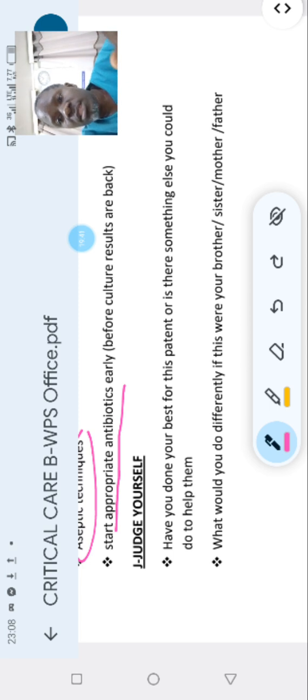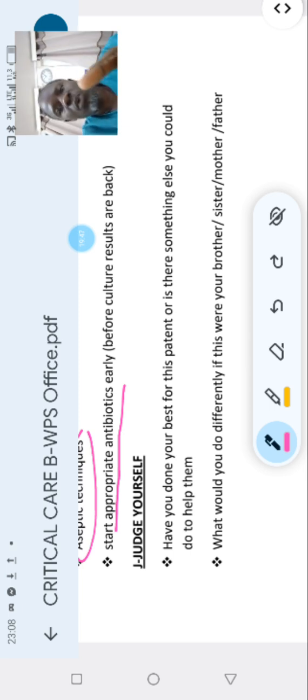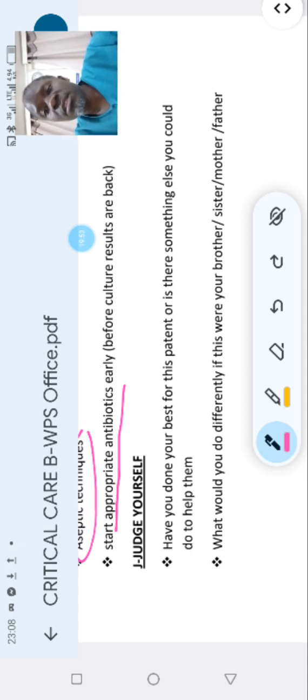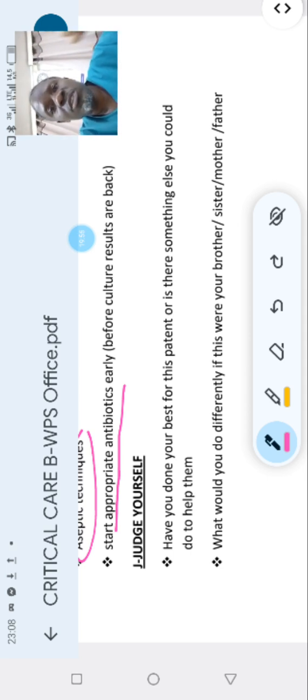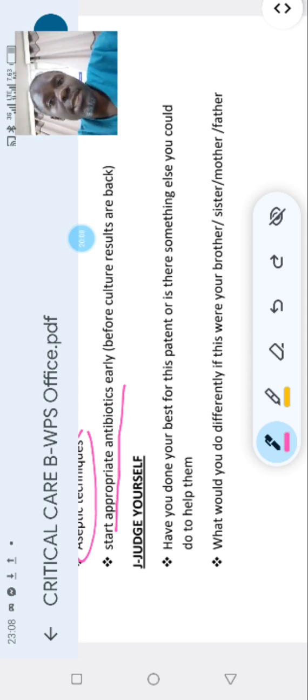Okay. Then the second point is, what would you have done differently if that patient was your brother, your sister, your mother, or your father? What would you have done differently? What care would you have provided? So this is very interesting, and some people will call it the A to J bundle. Okay, so let's provide that care. Let's be practical. Let's put it into practice so that at least we can be the best nurses that we can be.